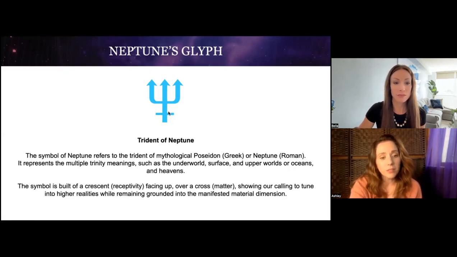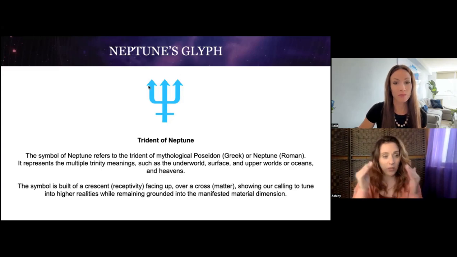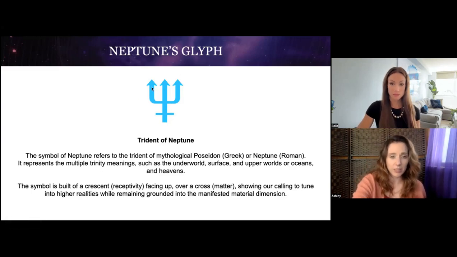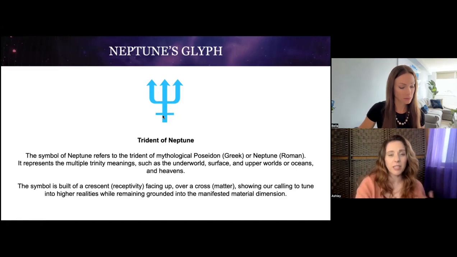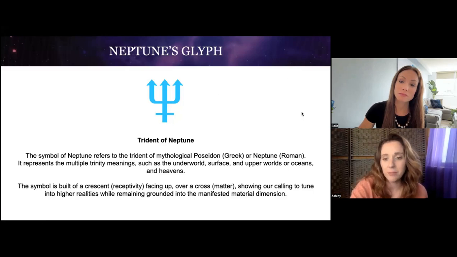So the symbol is built of a crescent of receptivity facing up over the cross of matter, showing our calling to tune into higher realities while remaining grounded in the manifested material dimension. Some Pisces symbols do not have these points or arrows at the top, and they'll look more similar to the different elements that you hear us talking about when we're talking about glyphs, because the crescent usually looks more like a crescent moon, and then the cross of matter, you can see how this looks like a cross. But in different variations of it, people will take their own artistic creativity to it. So that's what it looks like.